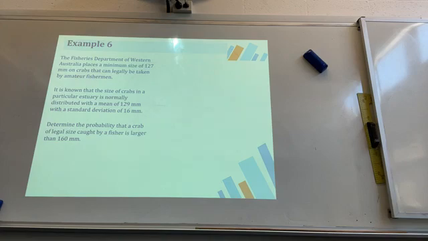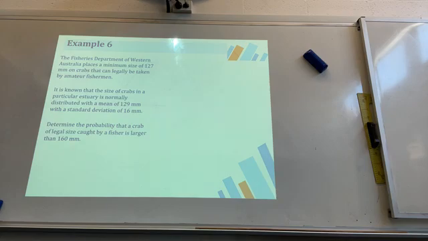The Fisheries Department of Western Australia places a minimum size of 127 millimeters on crabs that can be taken by amateur fishermen. It is known that the size of crabs in a particular estuary is normally distributed with a mean of 129 millimeters with a standard deviation of 16 millimeters. Determine the probability that a crab of legal size caught by a fisherman is larger than 160 millimeters.